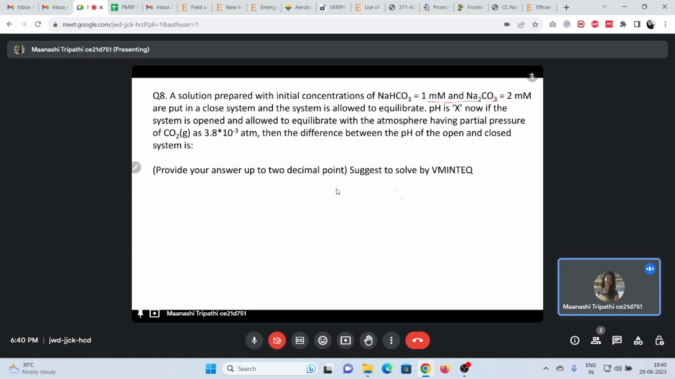We need to solve this question by using Visual Minteq. I hope you have that installed because this has been running from the previous week as well. So please try to solve this question and let me know the answer you have got. Then we will match it with the solution.